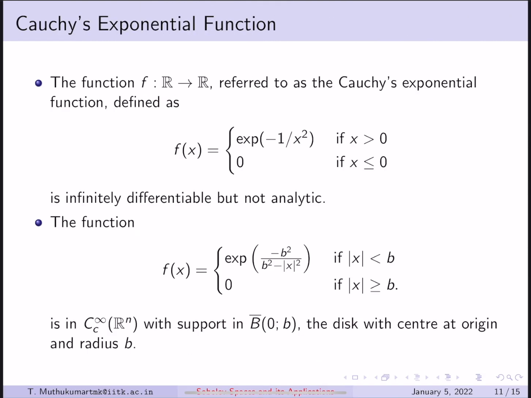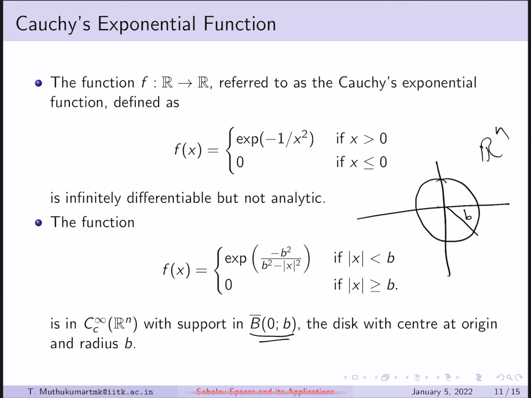Okay, so in higher dimensions, what do we do? Take Rn, take a ball of radius b. So you have Rn, you take a ball of radius b. Then mod x less than b is inside this ball, and mod x greater than b is outside this ball, including this boundary, right?